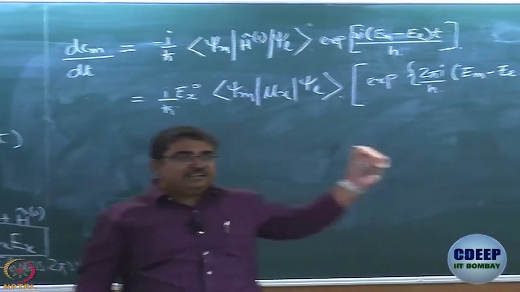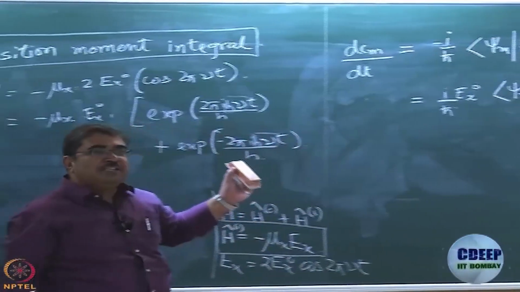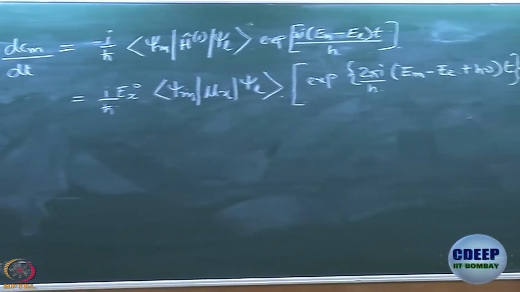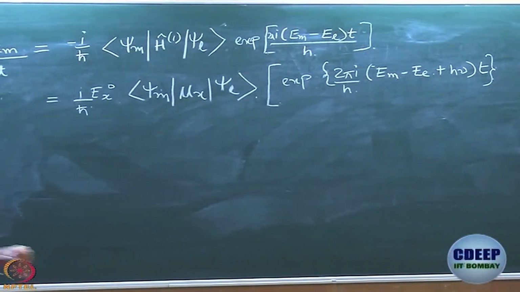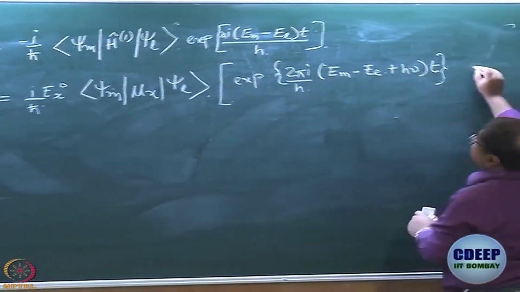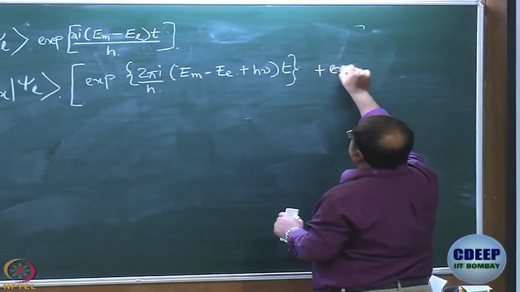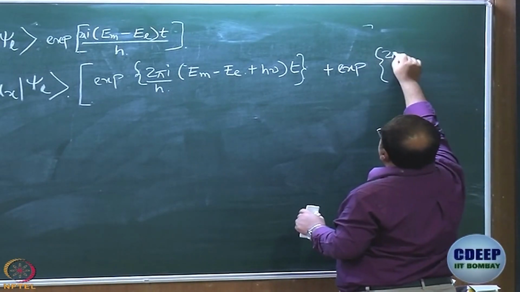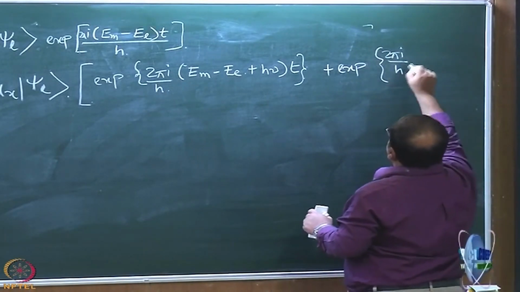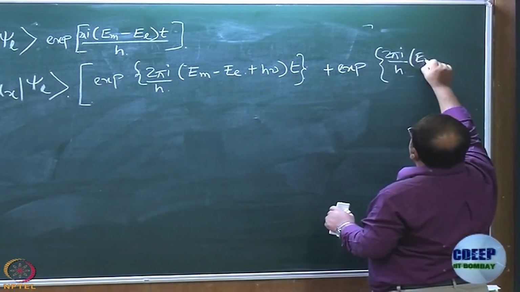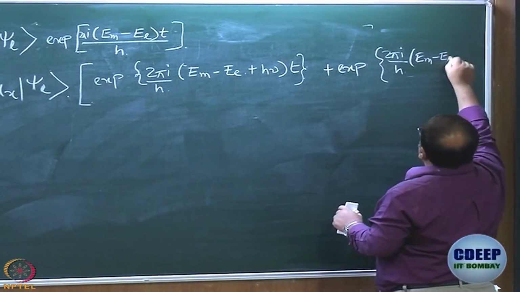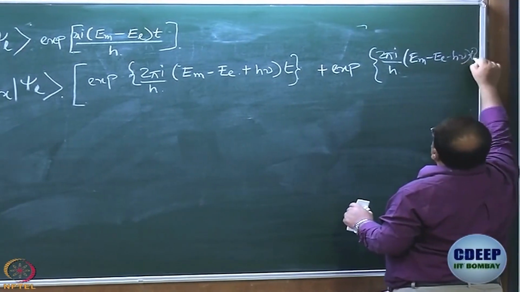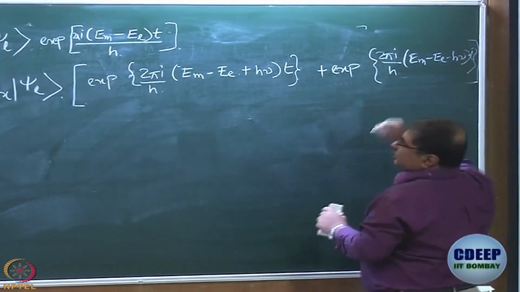Have I written it correctly? Because I also get confused when there are too many brackets. Have I closed the bracket in the right place? Okay? Then I can write the second term, plus e to the power 2 pi i by h (Em minus El minus h nu) t, close second bracket, close third bracket.